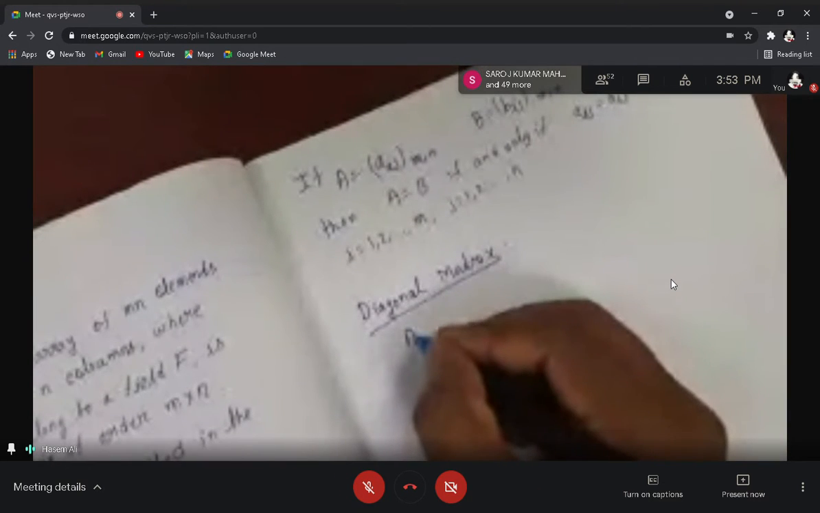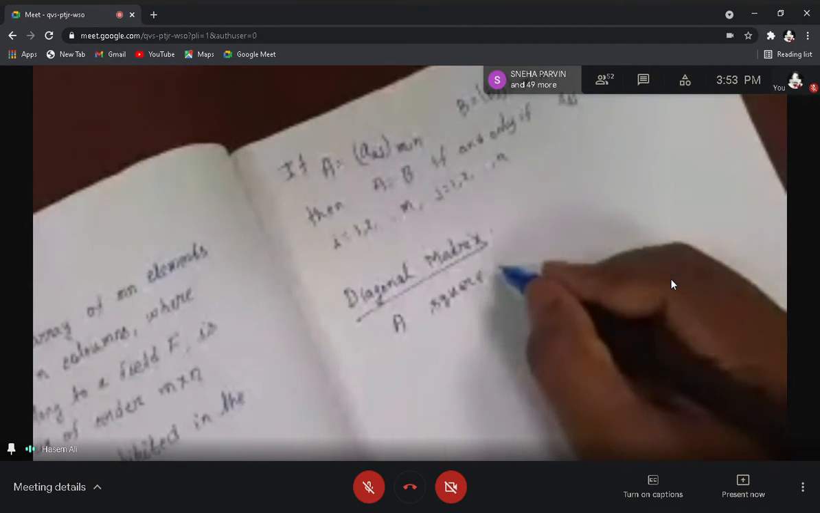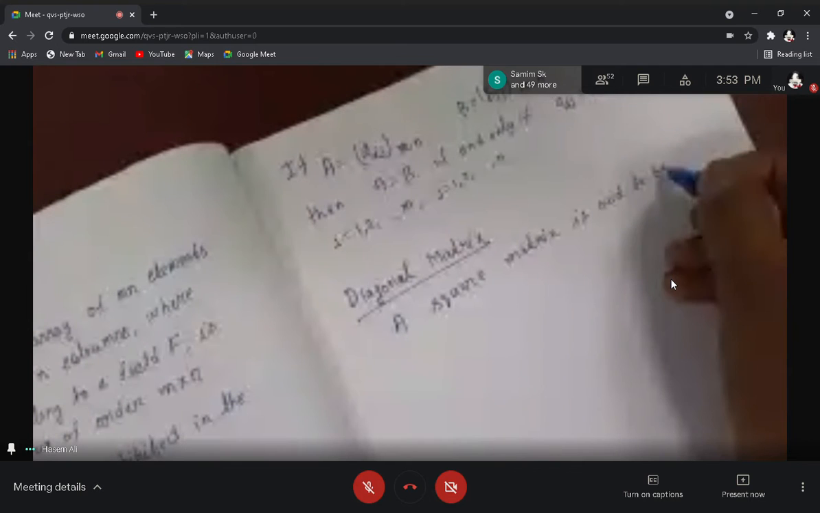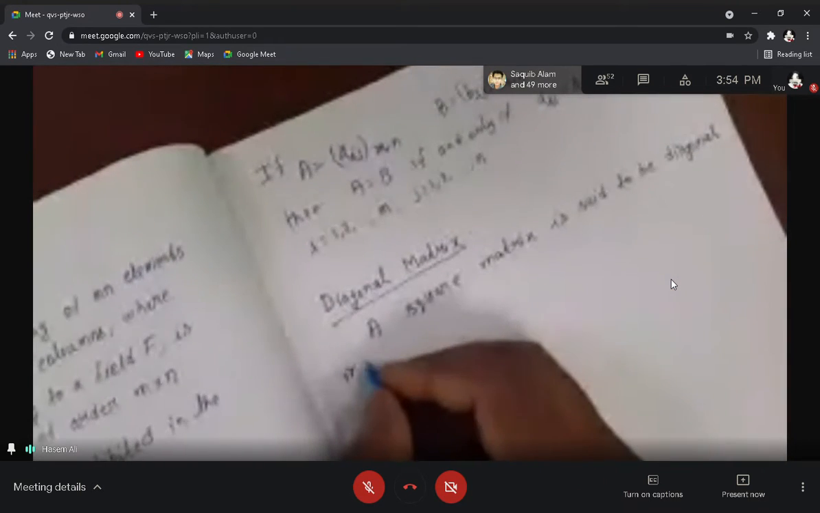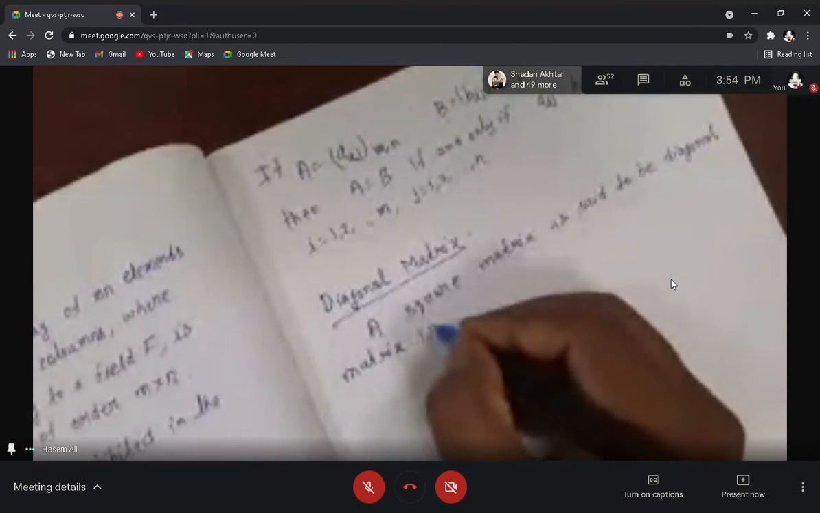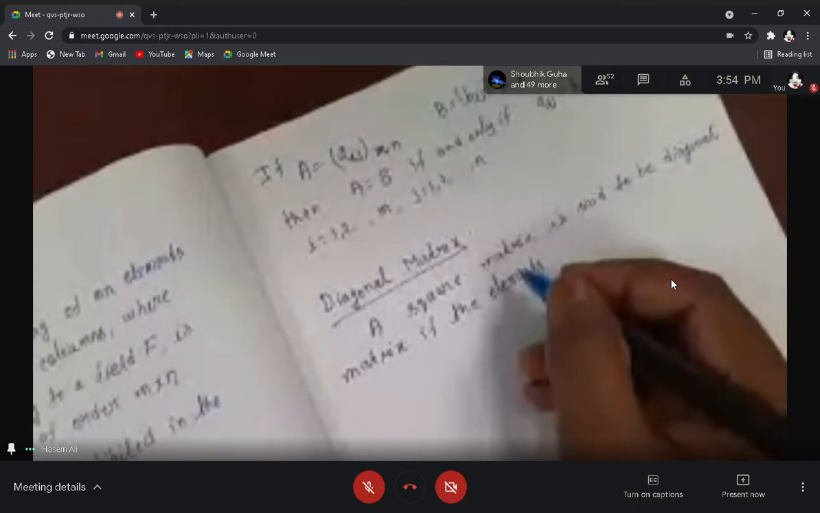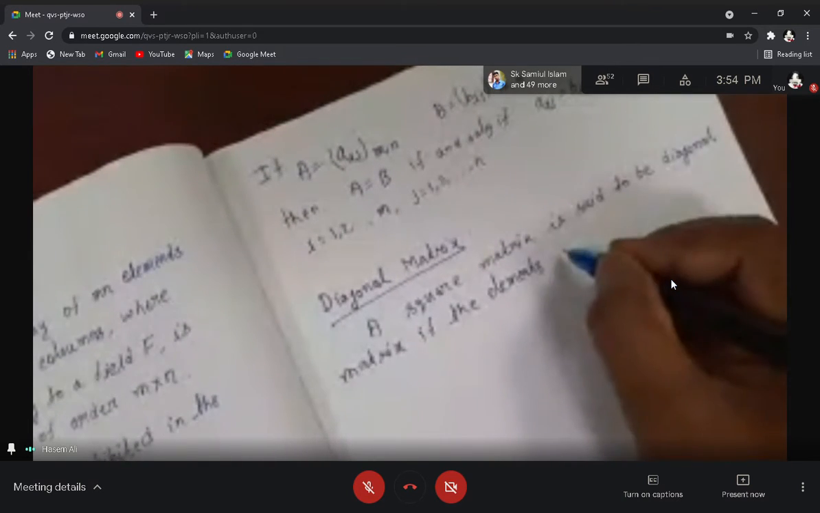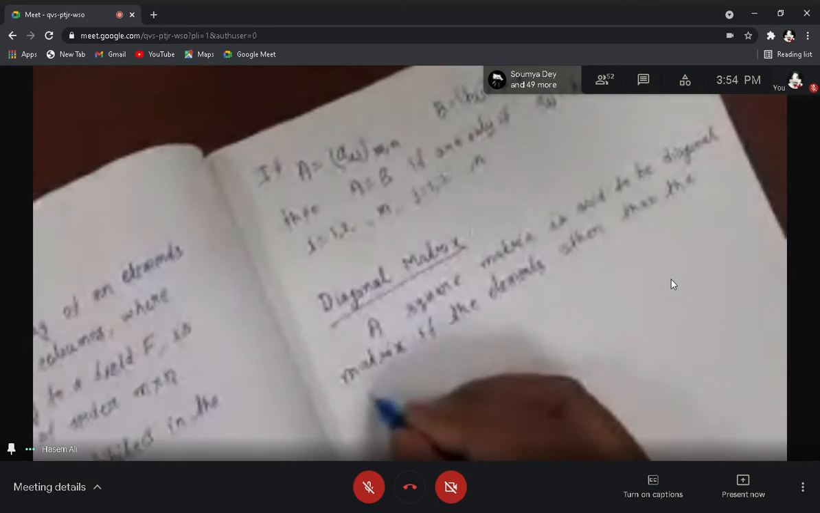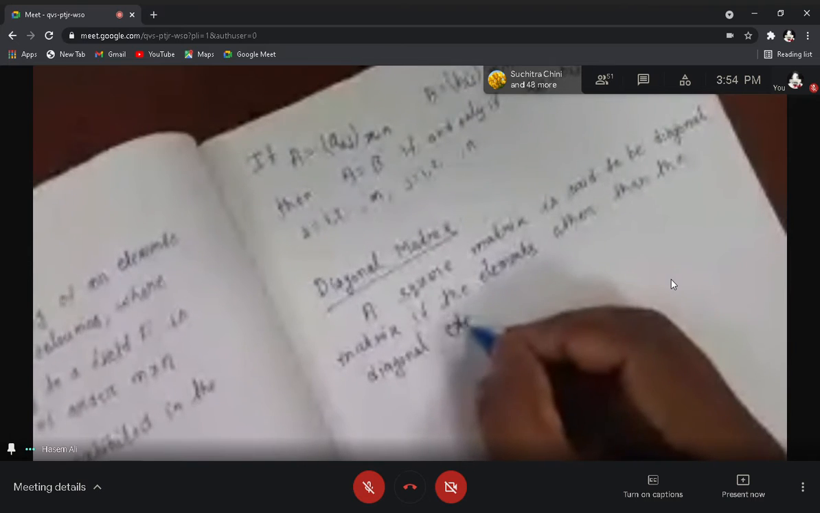Now, a diagonal matrix. A square matrix is said to be a diagonal matrix if the elements other than the diagonal elements are 0. Yes, the elements other than the diagonal elements are zero.